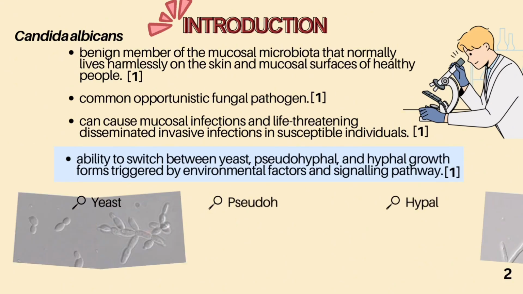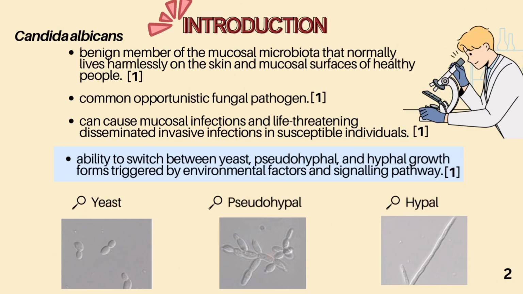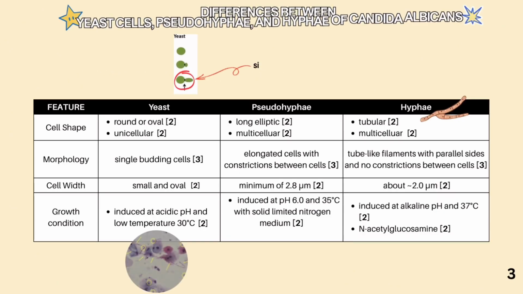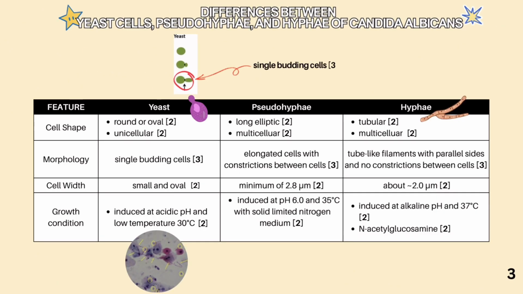One important characteristic of Candida albicans is its ability to switch between three growth forms: yeast, pseudohyphae, and true hyphae. The switching is triggered by environmental conditions and play an important role in its ability to cause disease. Now, let's look at the differences between the growth forms of Candida albicans.